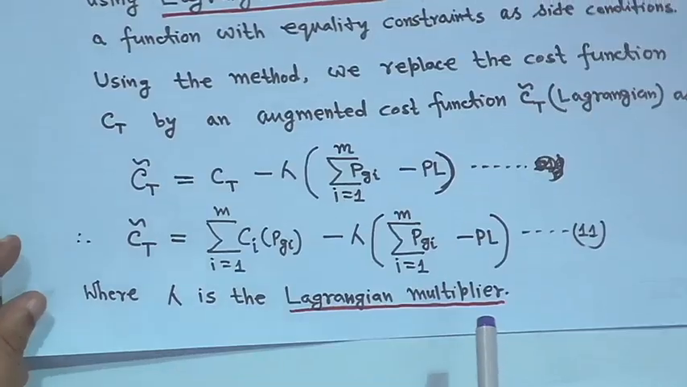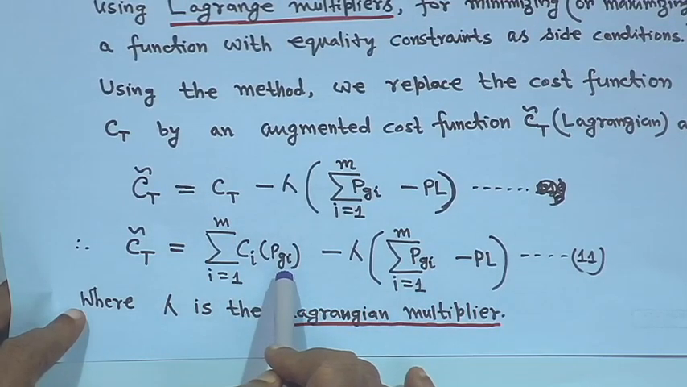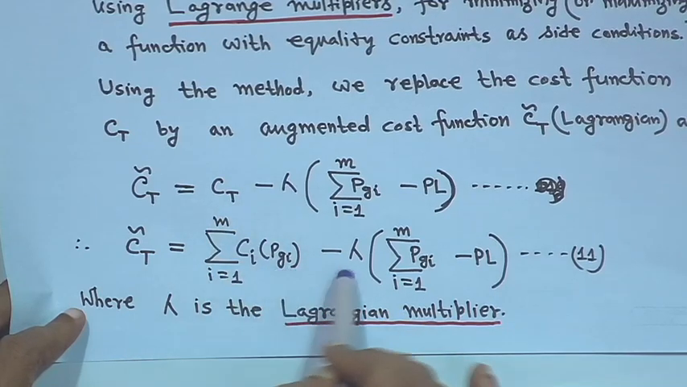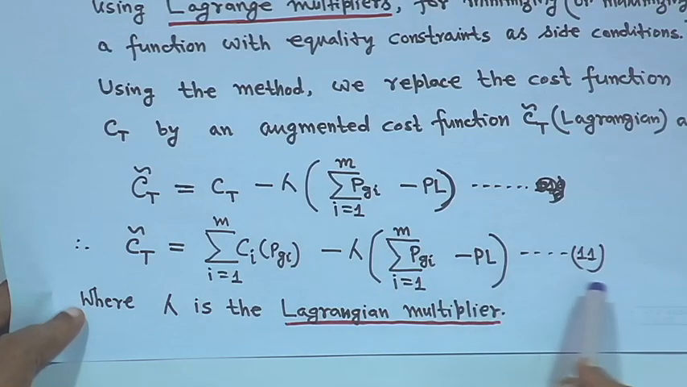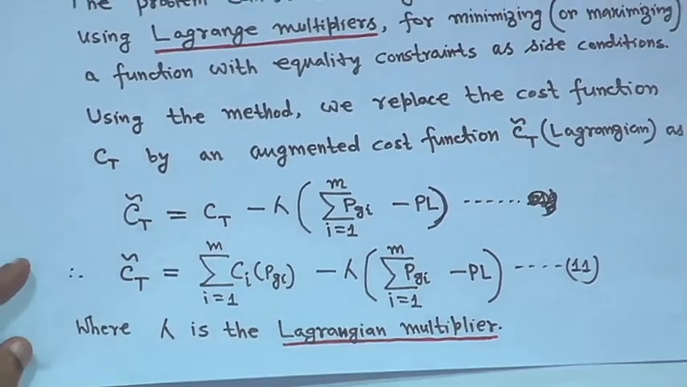Now, that means C t tilde equals sigma i equals 1 to m of C i of P G i, because C t is equal to sigma i equals 1 to m of C i, minus lambda in bracket, sigma i equals 1 to m of P G i minus P L. This is equation 11, and lambda is the Lagrangian multiplier.